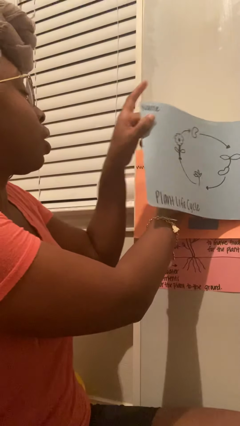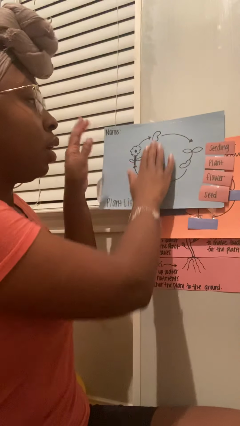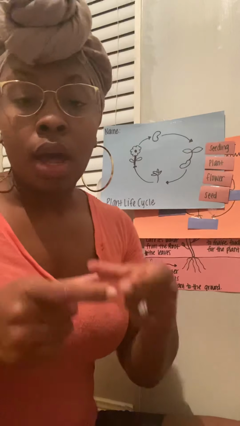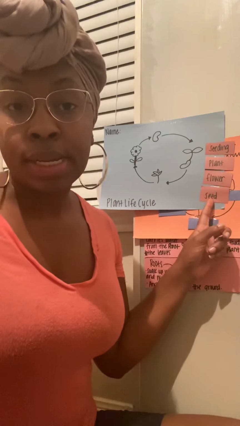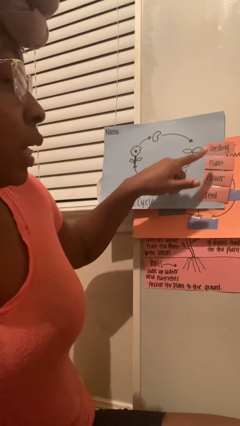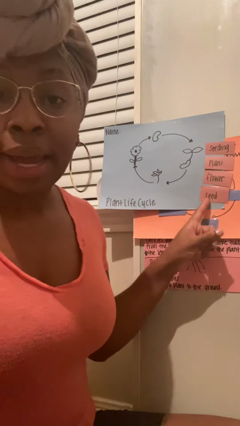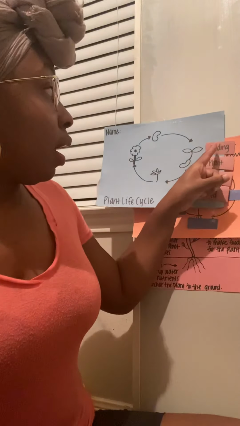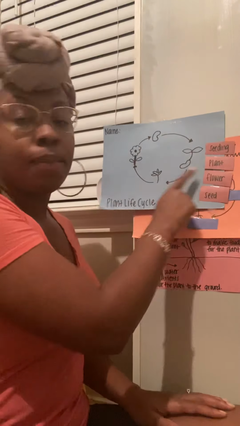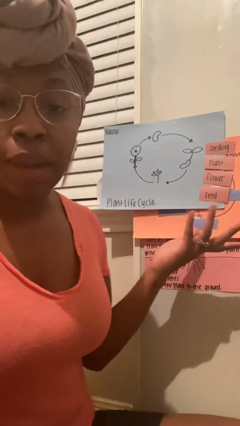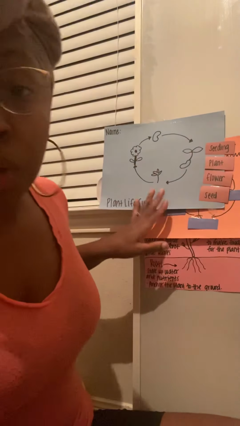Now, you're also going to have a word bank. Each of you has a word bank on your desk, and it has the words seedling, plant, flower, and seed. You're going to cut out each word, and you're going to label each part of your life cycle of a plant. Now, you do have to draw your own life cycle.